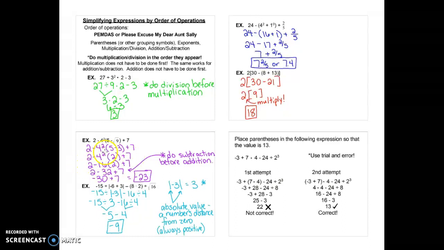Now up next is our exponents. That comes second in our PEMDAS. So 2 minus 4 squared here becomes a 16. Your 2 drops down and your plus 7 drops down.